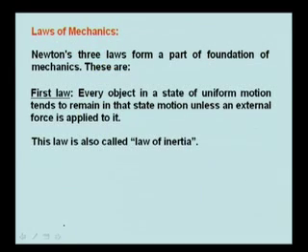Now, we discuss Newton's laws of mechanics. Newton provided three laws which form the foundation of mechanics. These are: the first law states that every object in a state of uniform motion tends to remain in that state of motion unless an external force is applied to it. This law is also called the law of inertia.